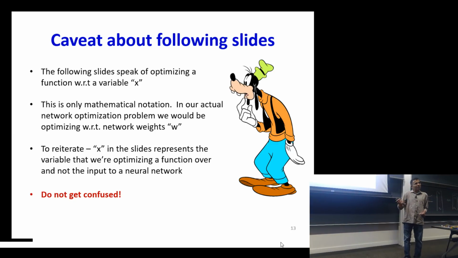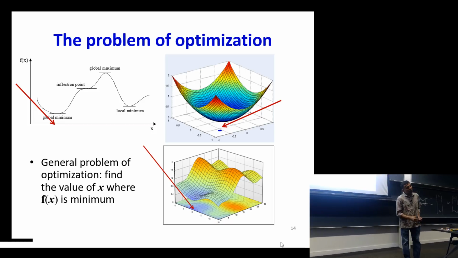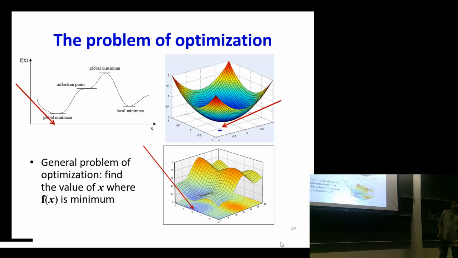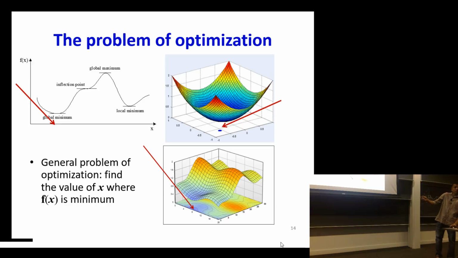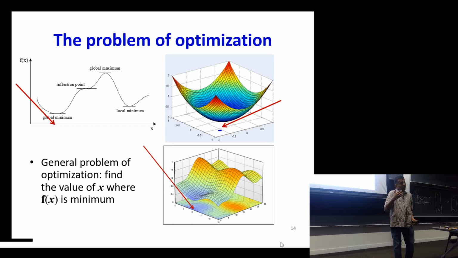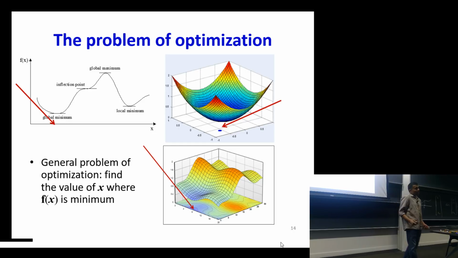So I'm going to be flipping between x's and w's, and hopefully it still makes sense to you. So here's the problem of optimization. The general problem of function optimization is that you are given a function of this kind, or this kind, or this kind. And you want to find either the minimum or the maximum value of the function. Specifically, you will either want to find the minimum or maximum values, or the arguments at which the function takes its minimum or maximum value.